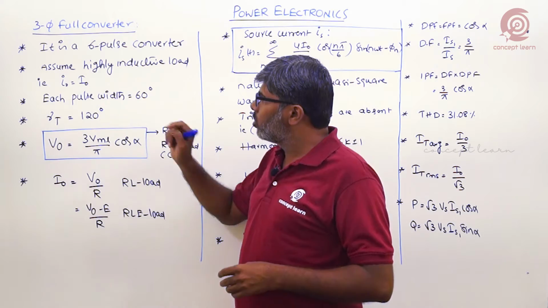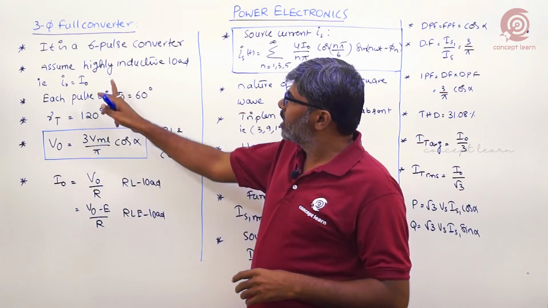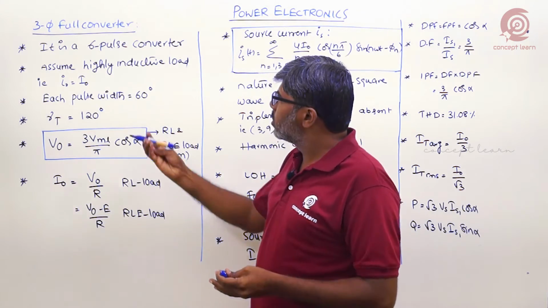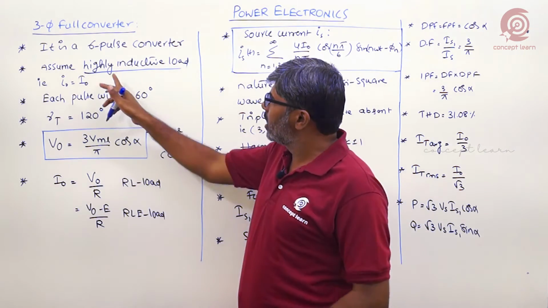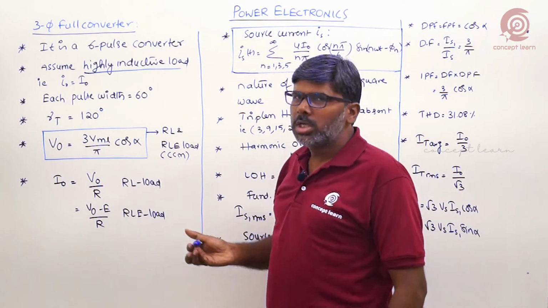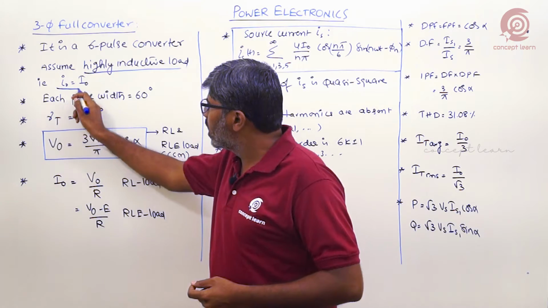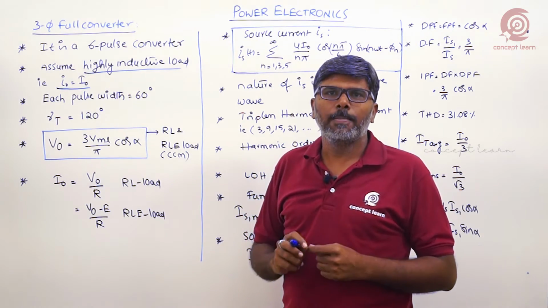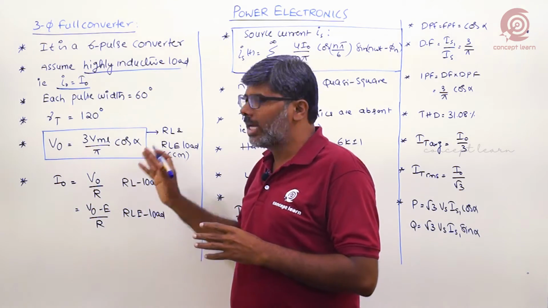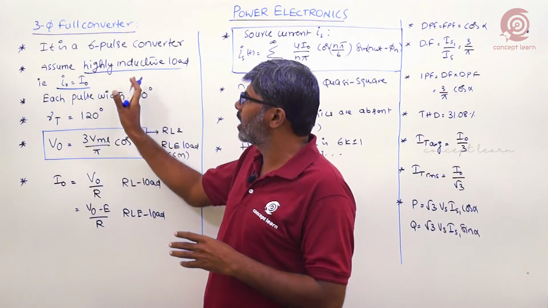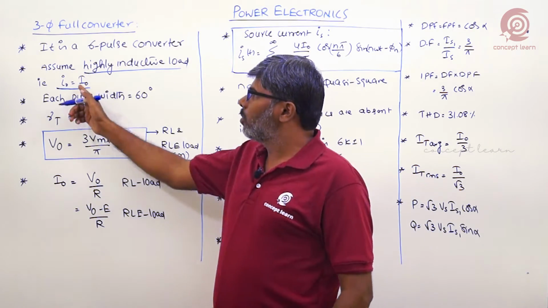So here, when you come to the analysis of this full converter according to the examination point of view, we are considering a highly inductive load. Why? Because most of the questions are asking on this particular loading condition only. So assume a highly inductive load. We know what is meant by highly inductive load: the load current should be constant and ripple free. That is only the ideal case. Just for the sake of mathematical analysis, we are assuming that with a highly inductive load, I0 is constant and ripple free, but it is never possible in the practical domain.